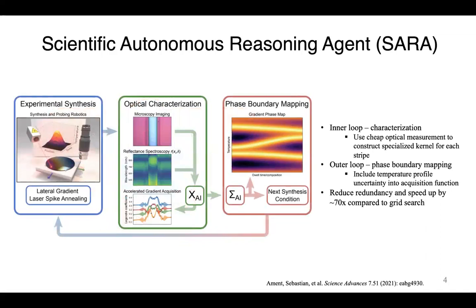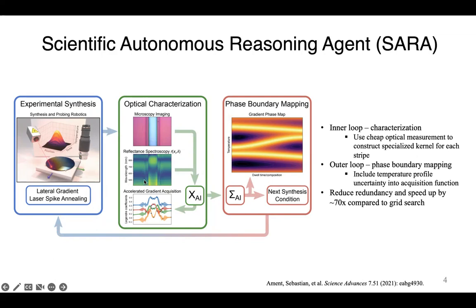We still start with the laser spike annealing, and after each step, we do an optical characterization. Mainly, we look at reflectance spectroscopy to see at what condition there is a strong change, which would indicate a phase transition. However, that measurement is quite costly. So we use a low-cost optical image to do a stripe-specific kernel design to accelerate this active learning process.